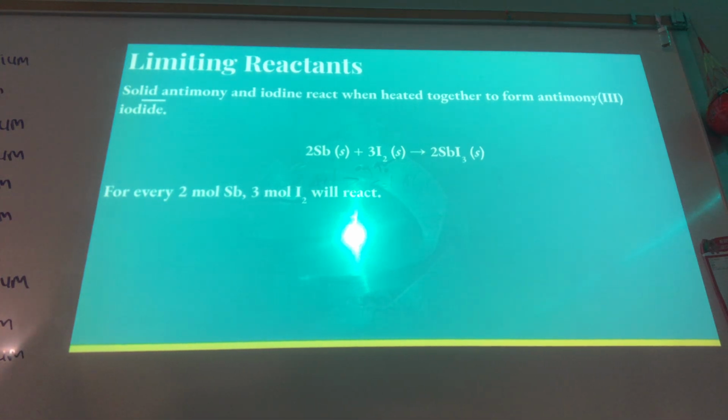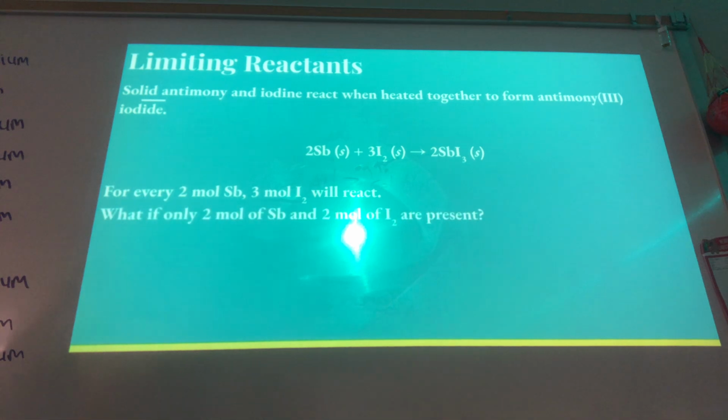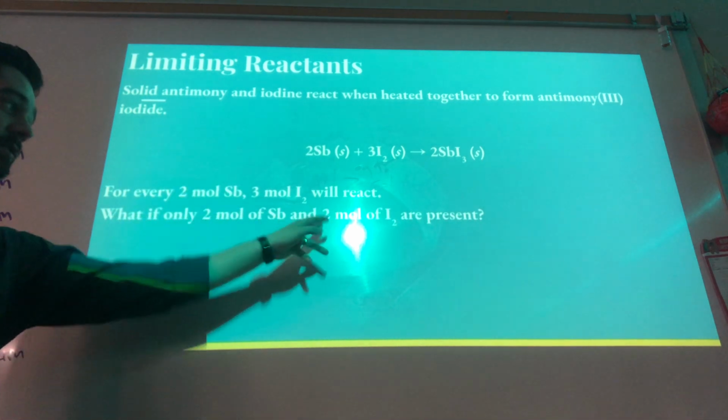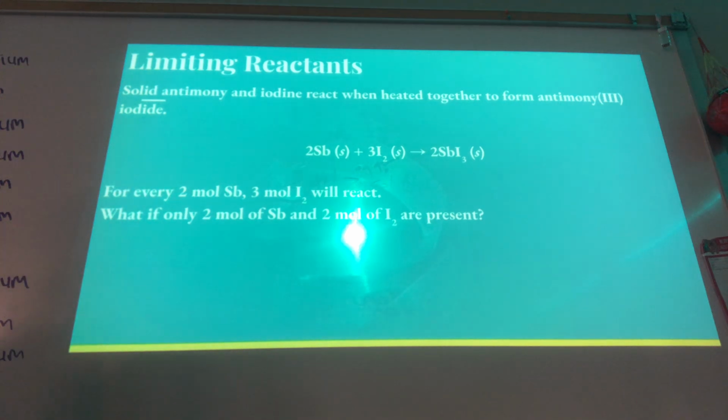Okay, let's say we're in a situation where we have 2 moles of antimony and 2 moles of iodine. So instead of 2 and 3, I have 2 and 2. First question, does the reaction still happen? Does the amount of chemical actually affect its chemical properties? No. So it still reacts, like Ethan said.